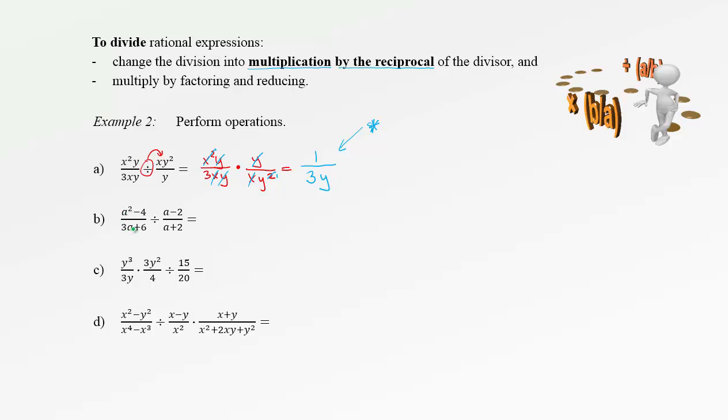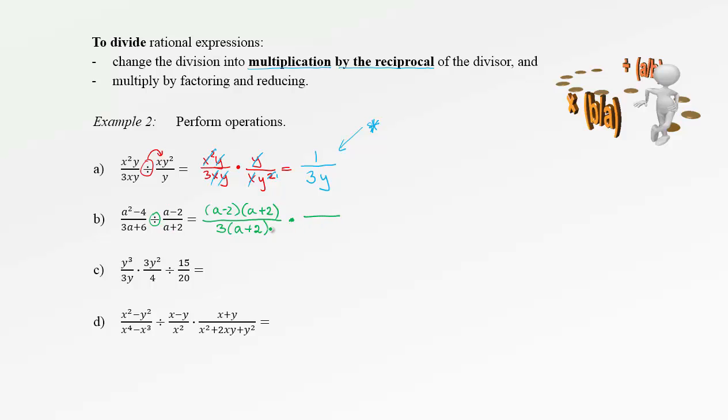Here we need to factor everything in the numerator and denominator, and also we need to change this division into multiplication by the reciprocal of the divisor. So let's concentrate on the first fraction, factor everything completely. In the numerator we see difference of squares, so it's a minus 2 and a plus 2. In the denominator, we can pull the common factor, which is 3, out of the bracket, so we are left with a plus 2, and then change the division into multiplication by the reciprocal.